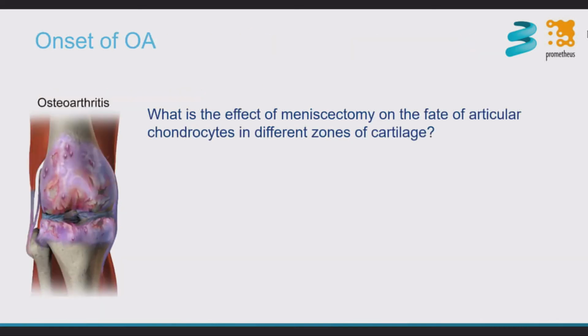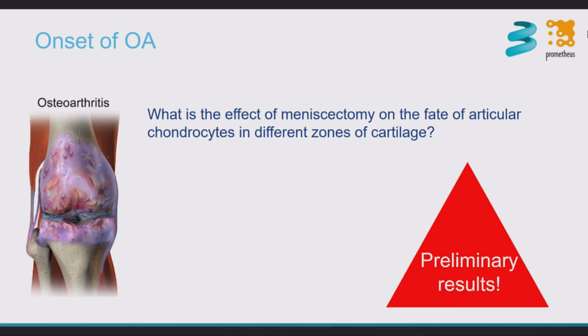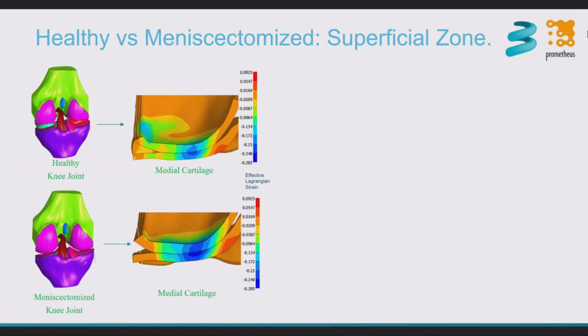Now, if we integrate this whole thing in this multi-scale model, what are then the questions that we are looking into? Well, here we would like to look at the onset of osteoarthritis, and one of the risk factors is a meniscectomy. When your meniscus is damaged and it is removed, we know that this is one of the causes of early onset osteoarthritis. So I'm going to show some preliminary results where on the top layer here, you see a healthy knee joint, and on the bottom, a meniscectomized joint where you see that the meniscus that you see on the far left side of your slide has been removed.